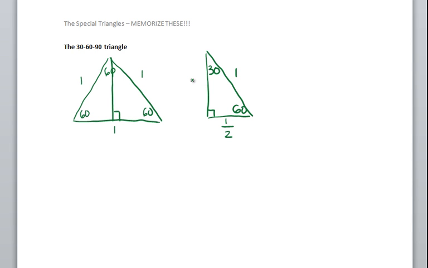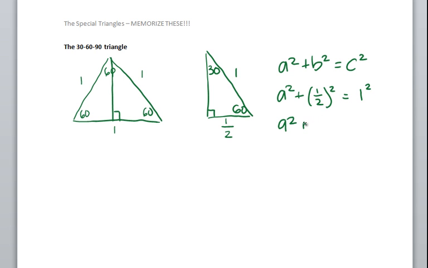Now what I need to do is I need to find the length of the third side. Well, we have the Pythagorean theorem, right? And the Pythagorean theorem says that a squared plus b squared equals c squared, where c is the hypotenuse. Well, I'm going to call this leg that I don't know a. So I have a squared plus my other leg, which is 1/2, squared, is equal to c squared, which is 1 squared. So a squared plus 1/4 is equal to 1, and that means that a squared is equal to 3/4, right? Because 1 minus 1/4 is 3/4. This should look familiar to you because we did this the other day in class.